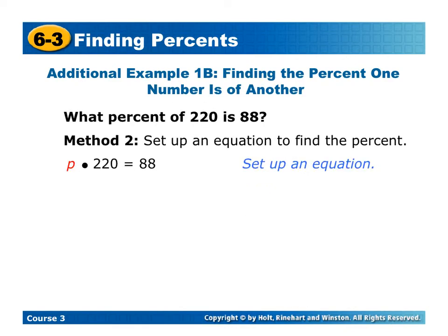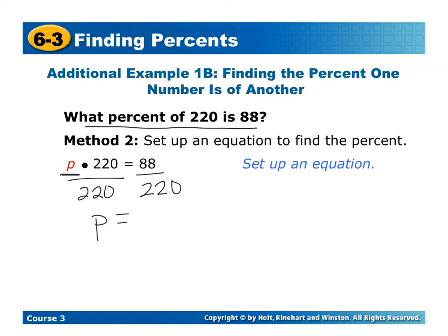Another method we can look at is actually setting up an equation to find the percent. So here, when they're asking what percent of 220 is 88, you're typically going to put your percent times your number, your whole, which is 220, and that's going to equal what your part is, or 88. And then we're just going to solve it. So since it's p times 220, we're going to divide by 220. So p is going to equal 0.4, and now this is different than the proportion because now it's a decimal. We have to change it to the percent by multiplying it by 100. So in this case, it would be 40%.